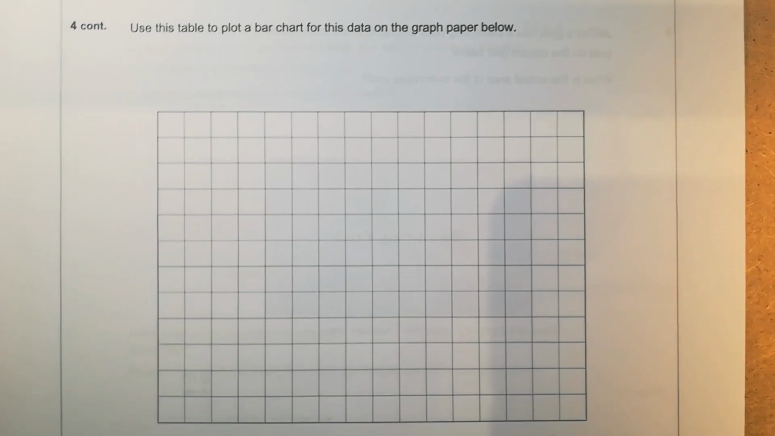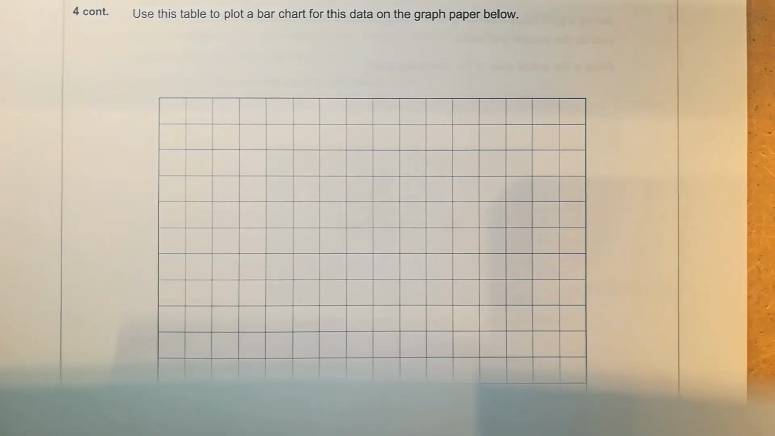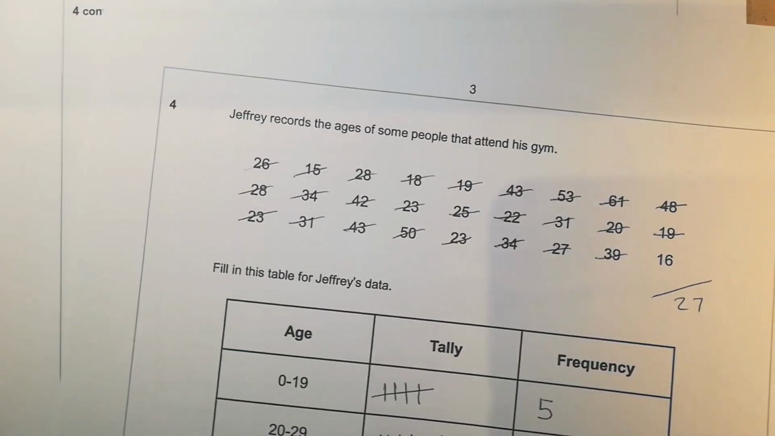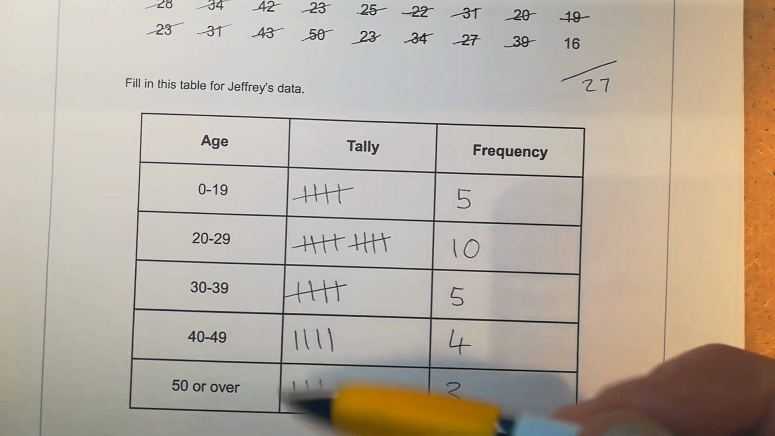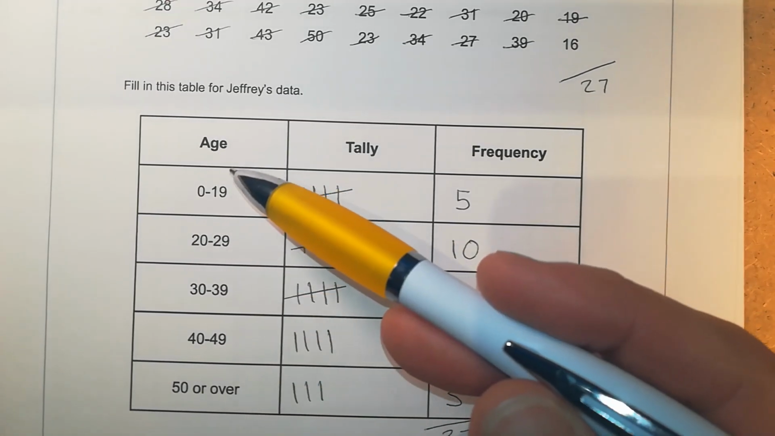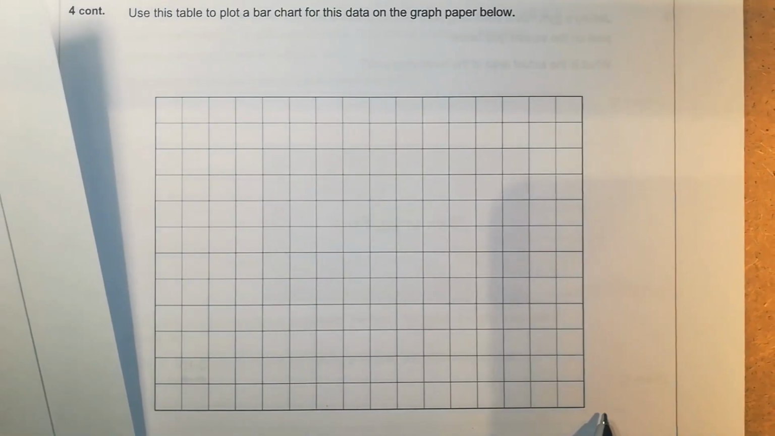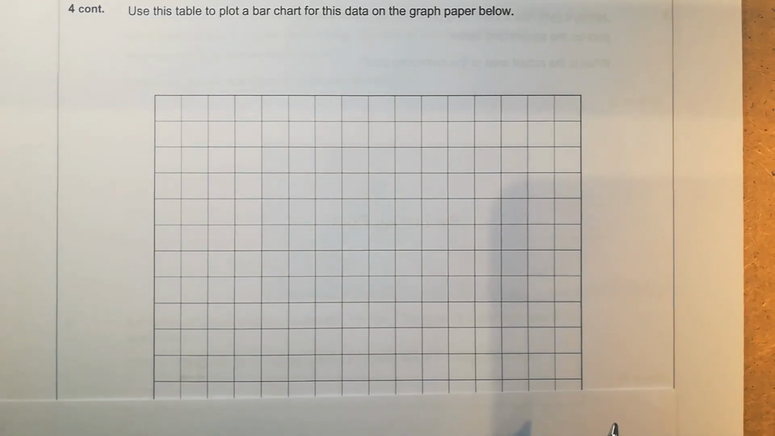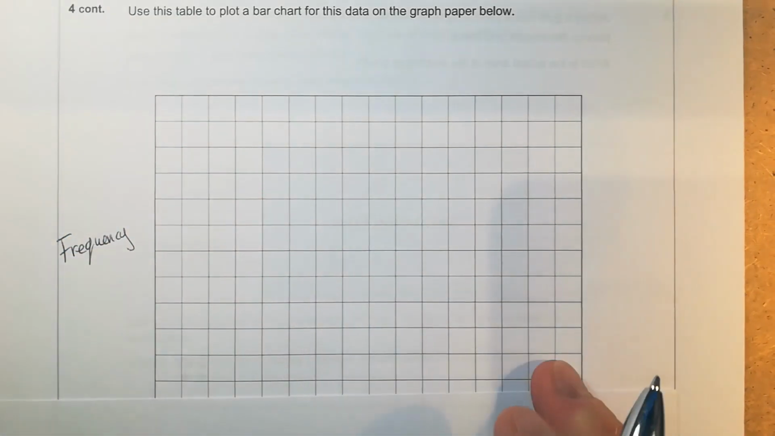So let's have a look. Use this table to plot a bar chart for this data on the graph paper below. Right. Okay, so this is the data we've got to use. So we're going to have our age going across one way and our frequency across the other. Now, you can have the frequency going across, but normally we have the frequency going up. If you want to do it the other way, that's fine, but I'm going to do the frequency as my y-axis.